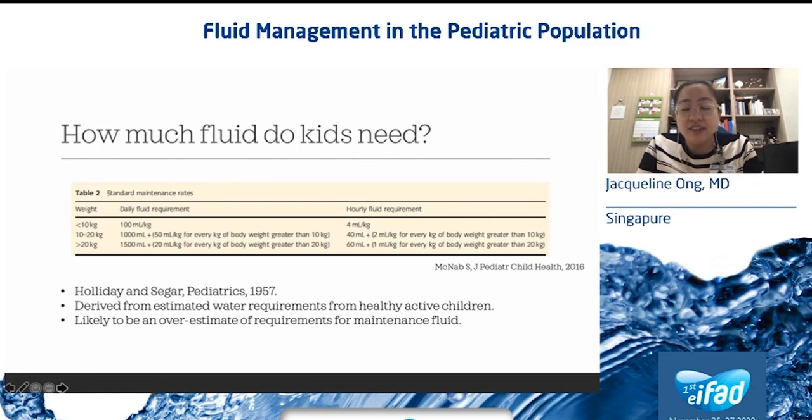So I think there's generally a sense that the Holliday-Segar can be an overestimate, and in many centers, and particularly intensive care units, there's a move to really restrict fluid to about 80 or 90% of the volume that's calculated from the Holliday-Segar formula.